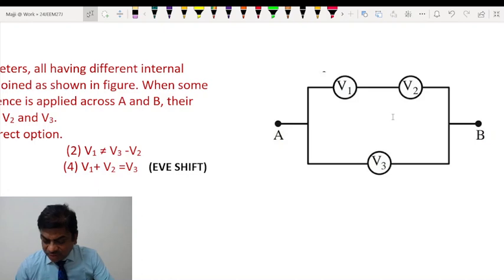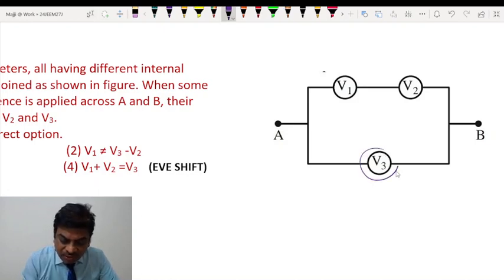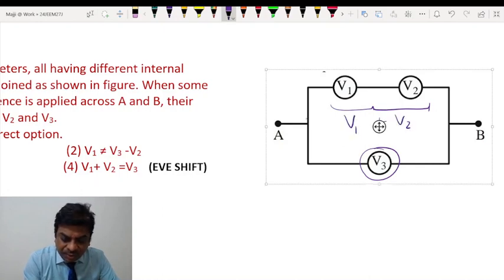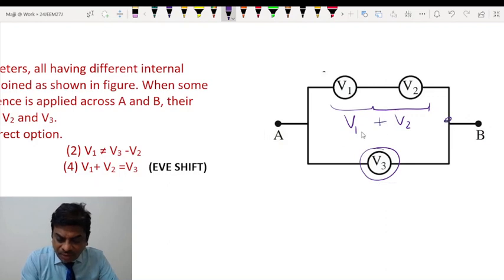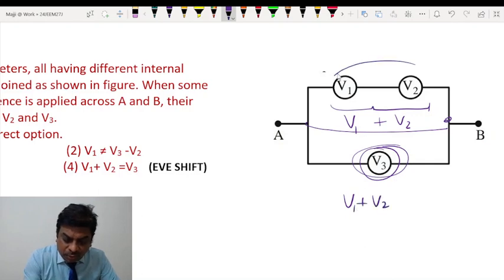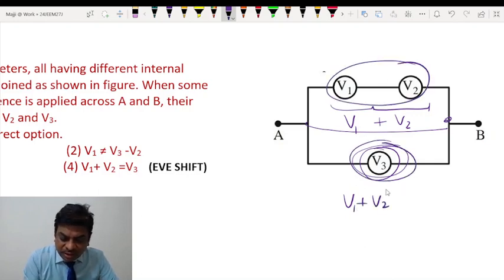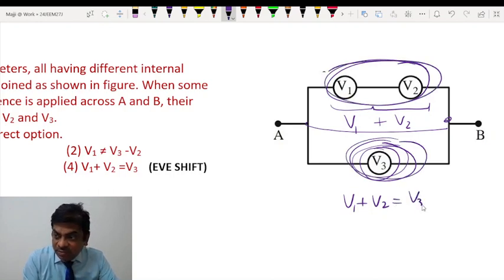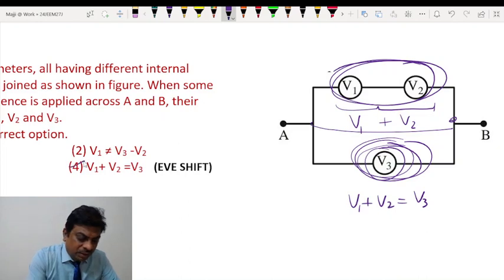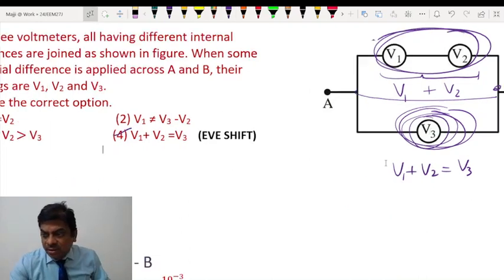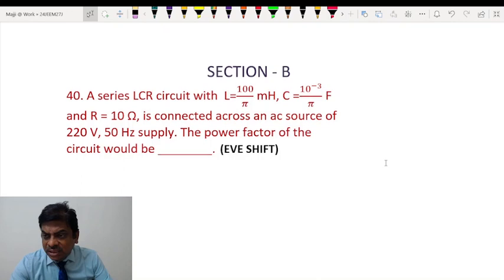Okay students, it's very simple. You see, this voltage V3 is distributed between V1 and V2. So we can very clearly write V1 plus V2 will be the same as V3. It's very simple, because both of these are connected in parallel with this. So the total potential difference across this combination will be equal to the potential difference across this. So we'll go with the fourth option. Moving on to section B.